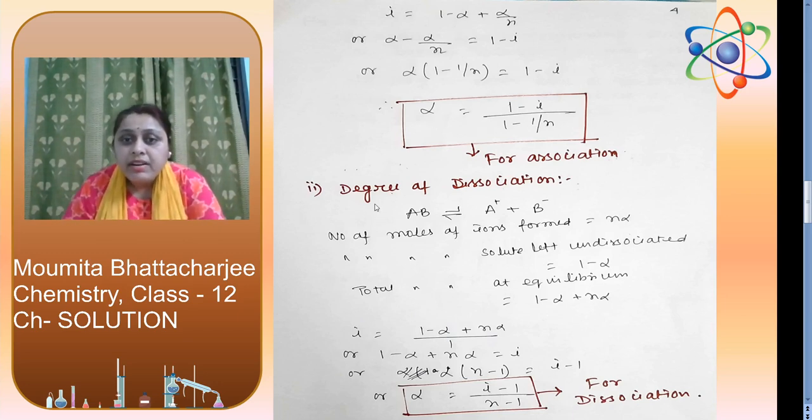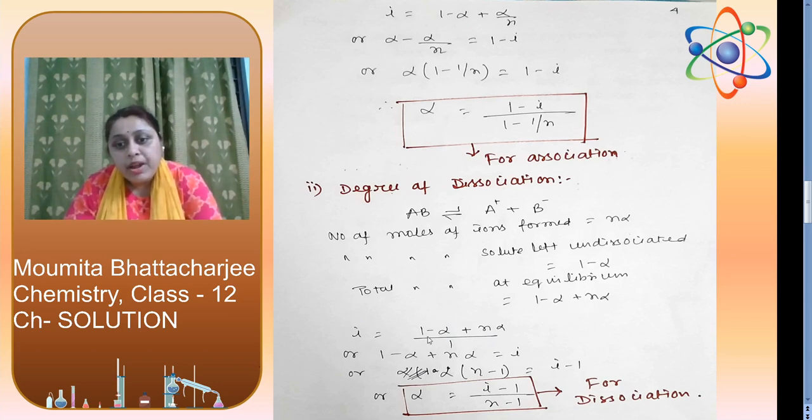Now, second one, we will discuss the degree of dissociation. In case of dissociation, we know one compound will dissociate to form two ions, A plus and B minus, one cation, one anion. In the same case, a total of 1 mole of the solute is dissolved in a definite amount of solvent. So the number of moles of ions formed will be n alpha as it is dissociating. The solute left undissociated is 1 minus alpha, and the total number of moles at equilibrium will be 1 minus alpha plus n alpha.